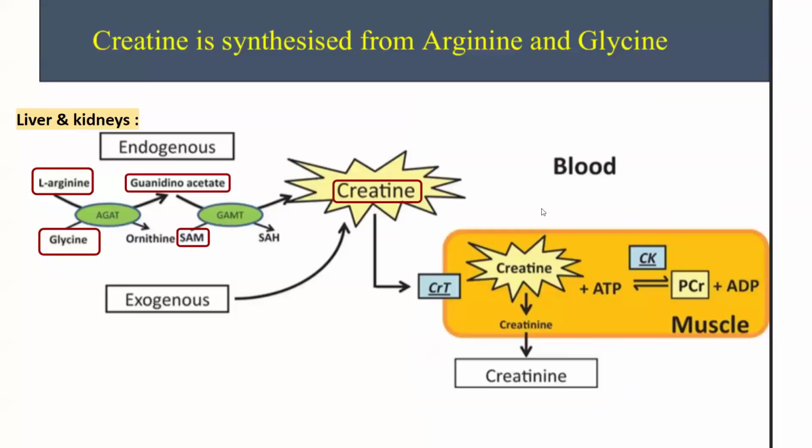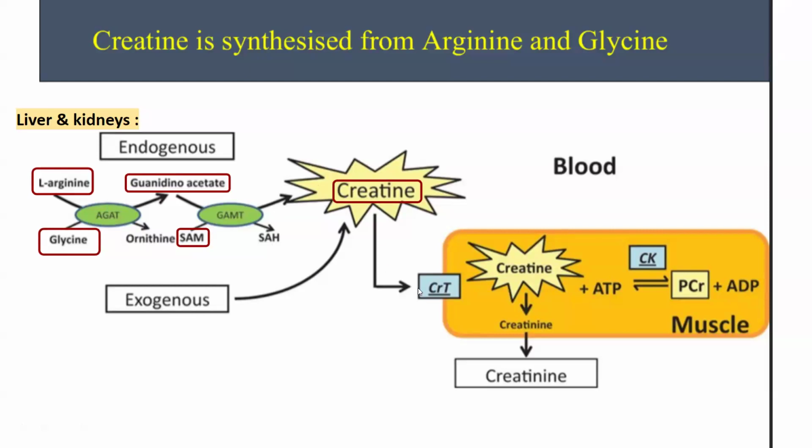So this is a nice diagram that was in our slides last year. It's the same thing again. Arginine combines with glycine to form this intermediate, and then this intermediate combines with a methyl group from SAM to give us creatine. That's the endogenous source of creatine. And then you probably heard of people taking creatine supplements, like bodybuilders and stuff. It's the exogenous source of creatine.